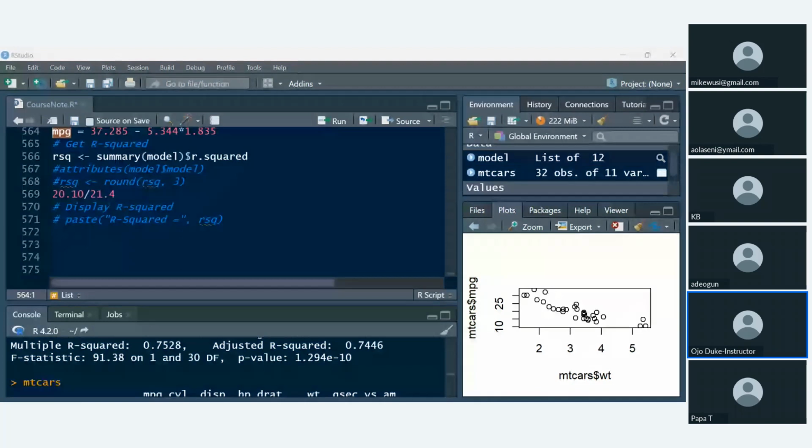I mistakenly typed 0.3. Sorry about that, but I hope it makes sense now. Any more questions, please?